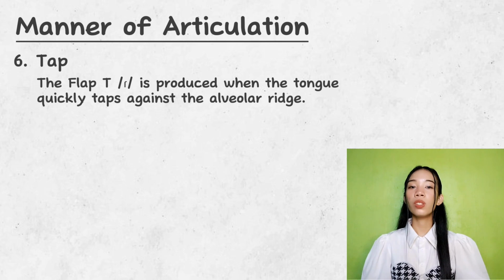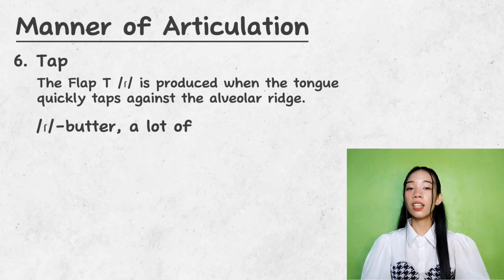So, there's only one flap T, a tap sound. And so, it's always exactly the same production. It's always against the alveolar ridge. In English, we don't have any other tap sound. So, I've given you an example here. Again, you can see the IPA symbol and then we have the word butter.